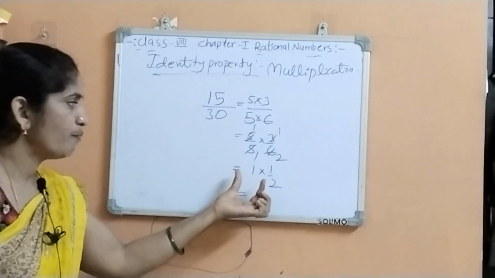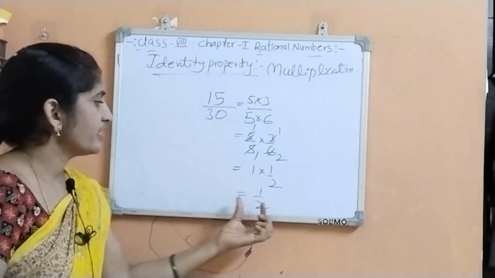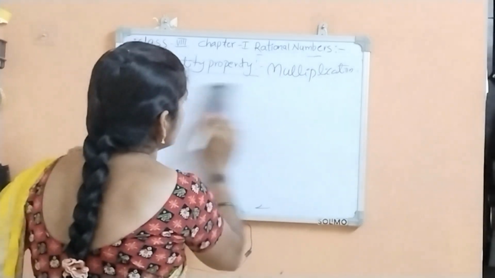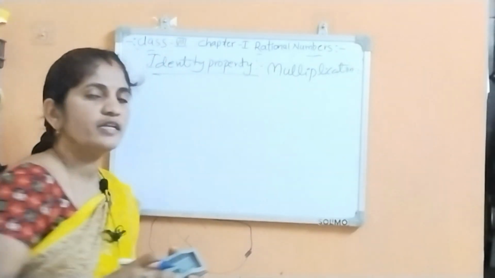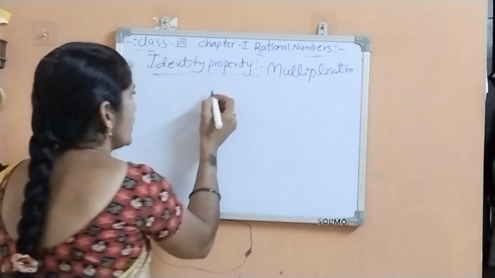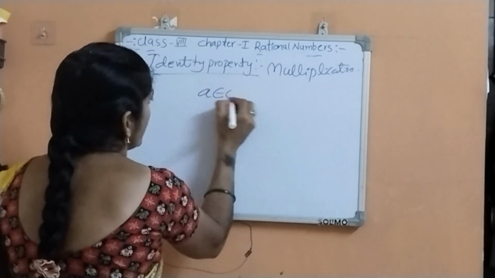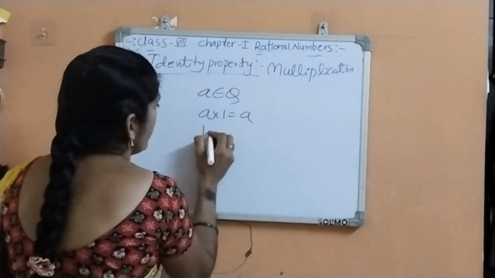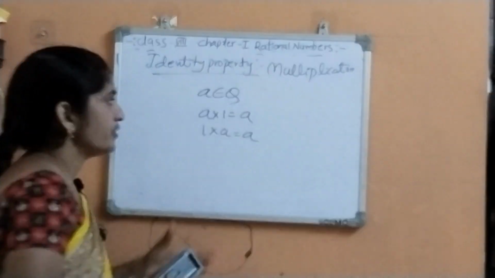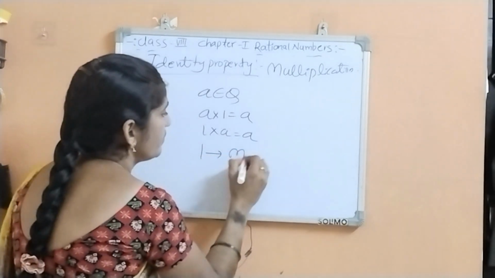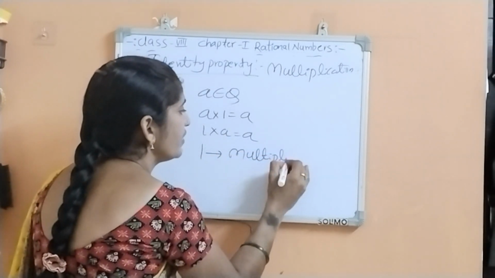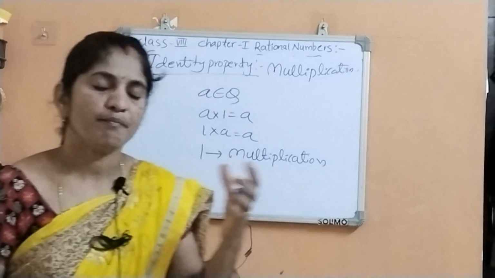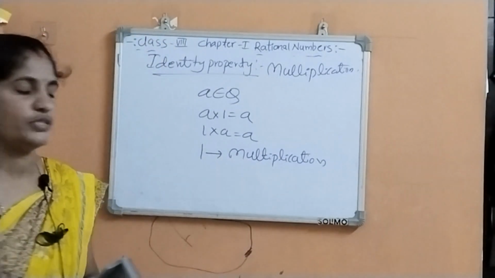In this case we are multiplying 1 by 2 with 1, so we are getting the same rational number. We use the multiplicative identity in so many problems. If a belongs to Q, then a into 1 equals a, and 1 into a equals a. So in this case 1 is the multiplicative identity. By multiplying with 1 we get the same number. That is, 1 is called the multiplicative identity in the rational number system.